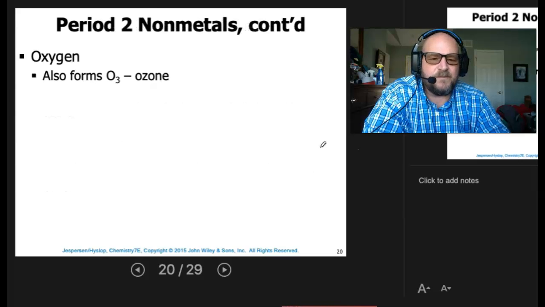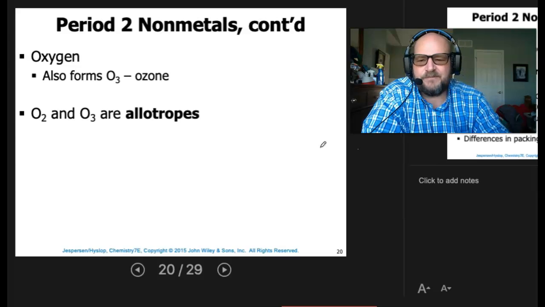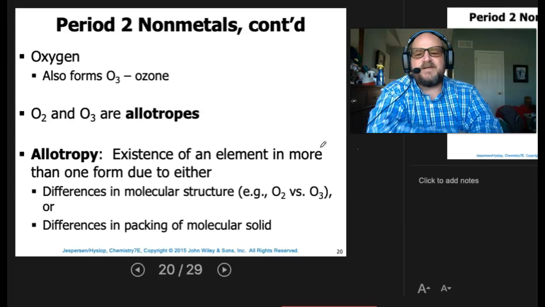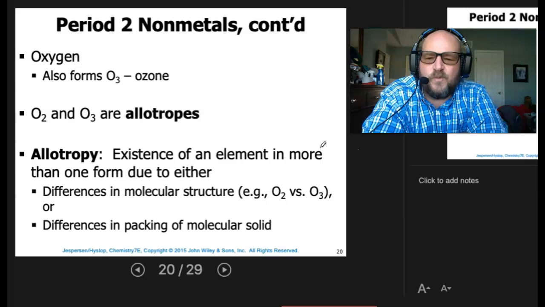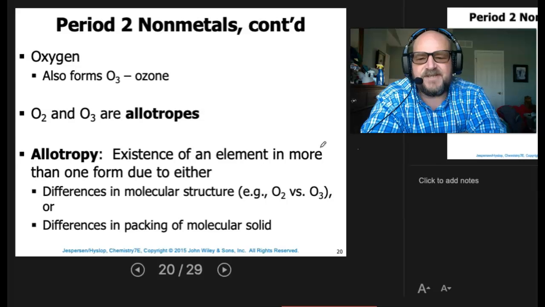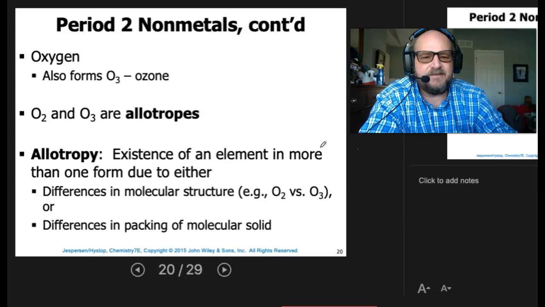Oxygen can also form an allotrope of ozone. So ozone and oxygen are two different things. We have O2 and O3. An allotropy is the existence of an element in more than one form due to either differences in molecular structure or differences in packing of a molecular solid.